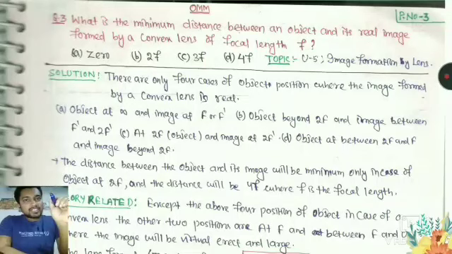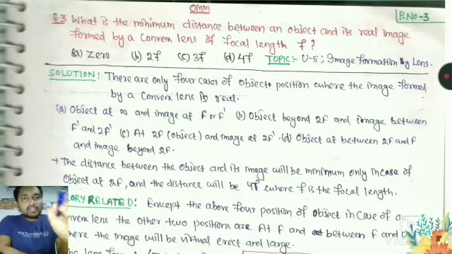You can just intuit that the minimum distance will be in the case of the object placed at 2f, so that the image will be formed at 2f dash. If the focal length of the lens is f, then the total distance between the object and the image will be 4f, and that will be minimum, because in other cases, if the object is at infinity, then you can't calculate the minimum distance.